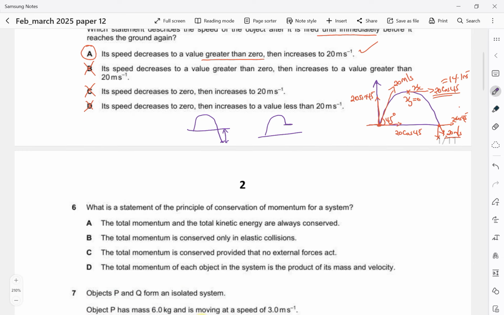What is a statement of the principle of conservation of momentum for an isolated system? We know that for an isolated system, there is no resultant external force. No resultant external force.